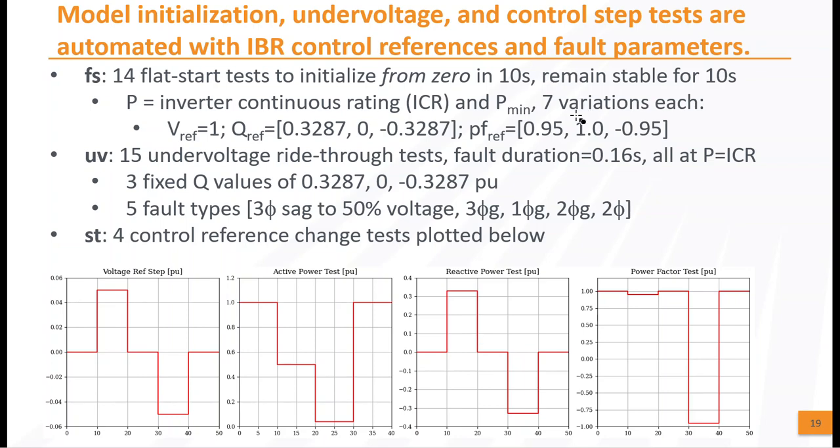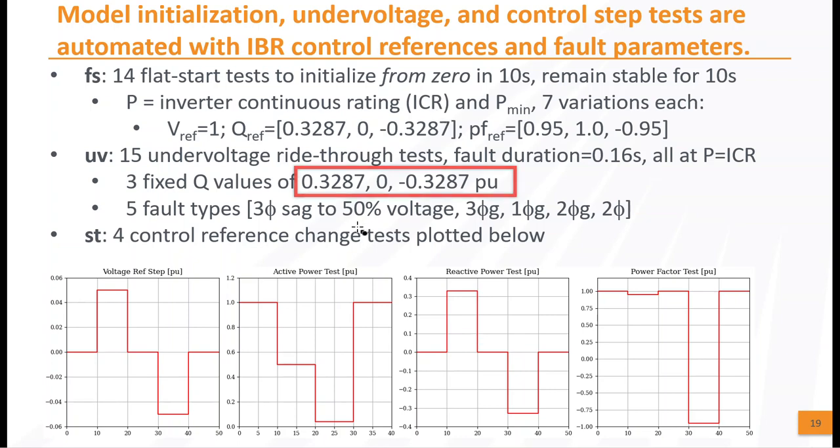The fault duration is going to be 0.16 seconds, so it's not the 0.3 seconds we did in the previous example of fault automation. These are all done at inverter continuous rating, kind of like Pmax. And we do different variations. We do 3 fixed Q values of 0.3287, 0, or minus 0.3287. And we do 5 different fault types.